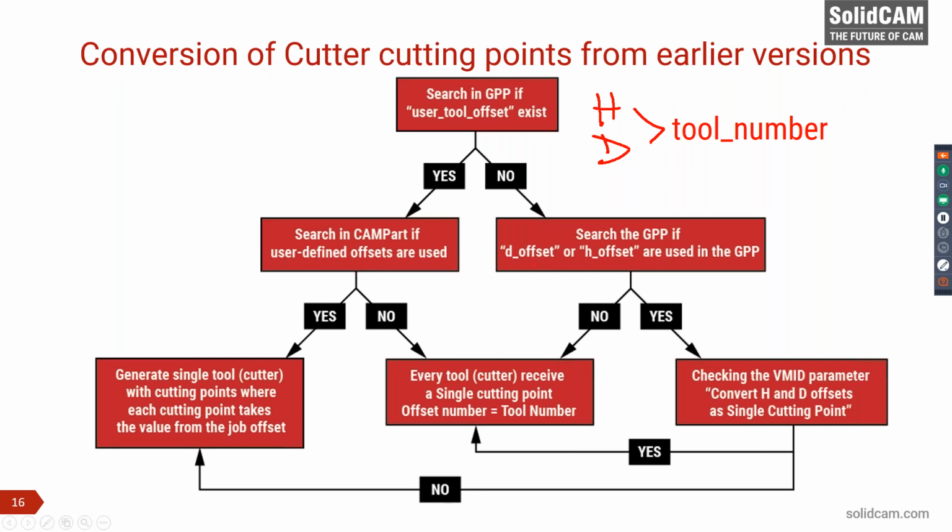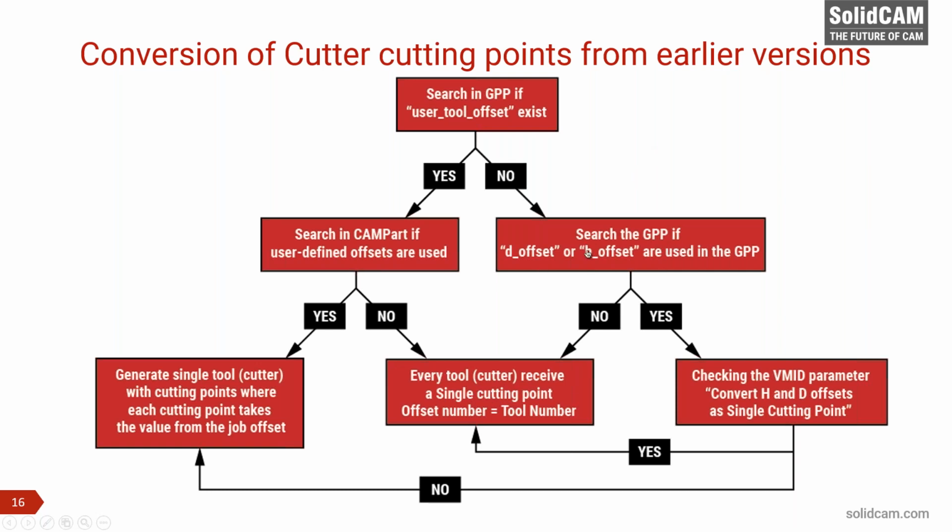Or maybe we are using the D offset or H offset. So if it's not, the next check is whether we are using the D offset or H offset. No, we are not using it. Okay, no problem. Then every cutter will be generated over here.